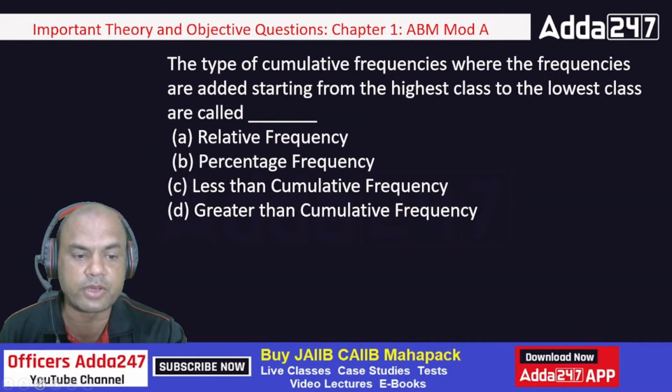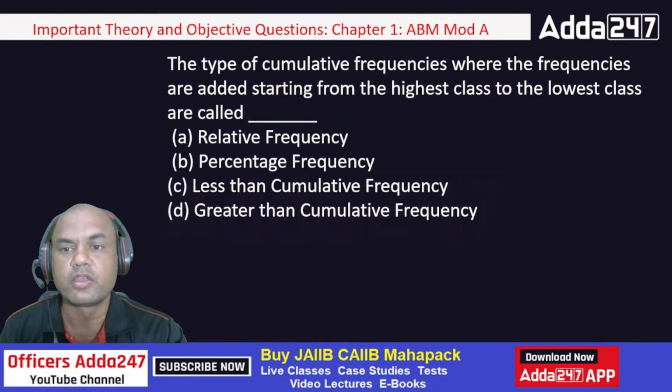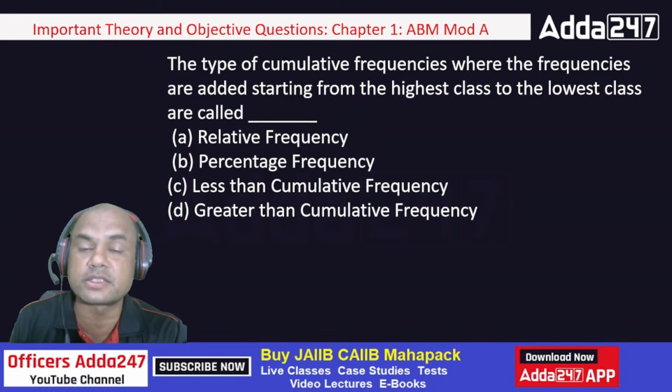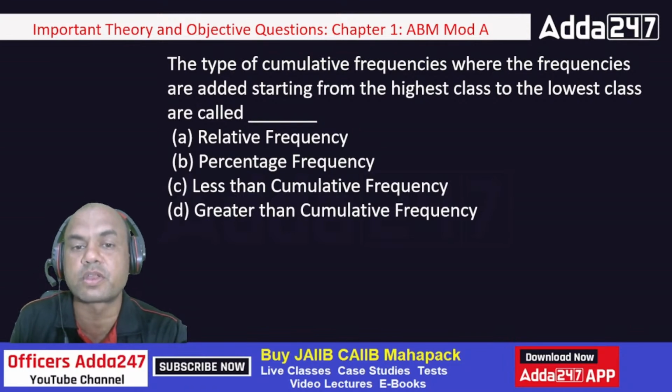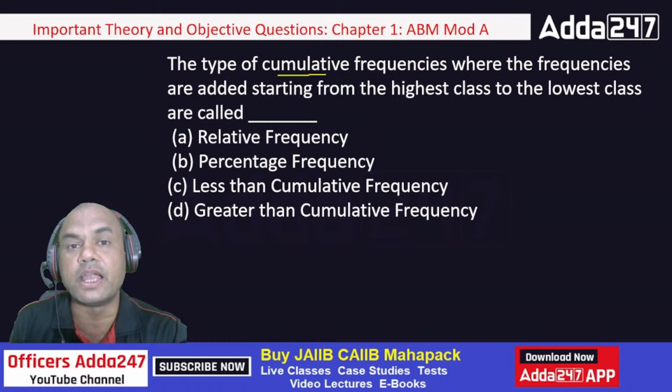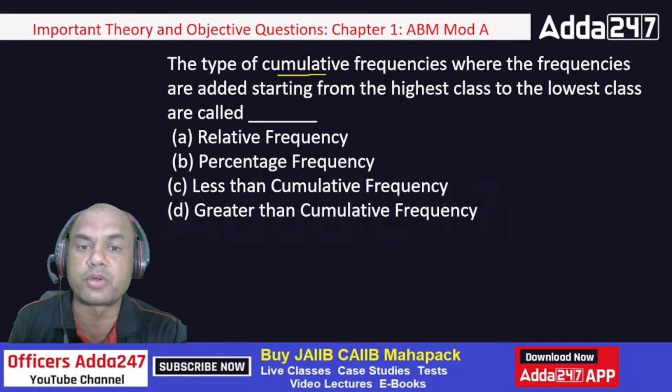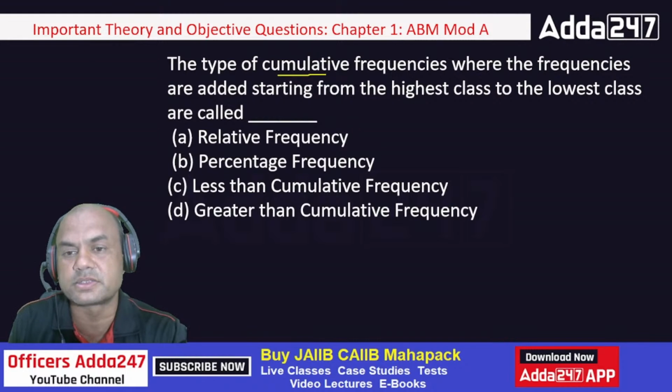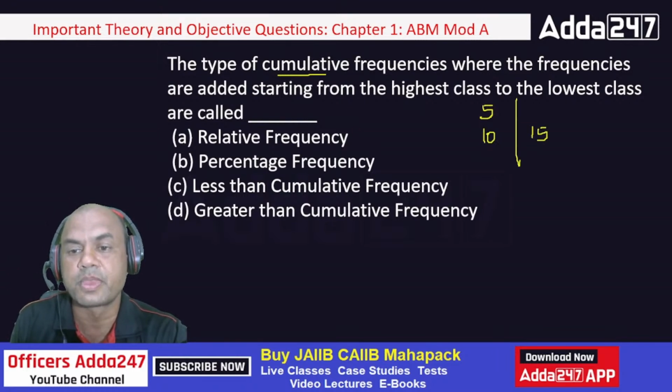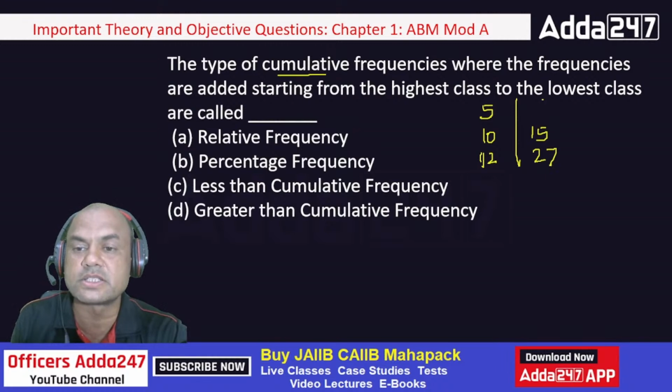The type of cumulative frequency, which is where the frequencies are added starting from the highest class to the lowest class, are called as. See here, from highest class to lowest class. Firstly, understand cumulative frequencies means what? Cumulative means addition of frequencies. Now, importantly, cumulative. Suppose cumulative frequency is from 5, the next one I am having 10. So my cumulative becomes 15. Then I am having, let's say, 12. So my cumulative becomes 12 plus 15, 27. Okay, it goes on adding. This is known as CF.